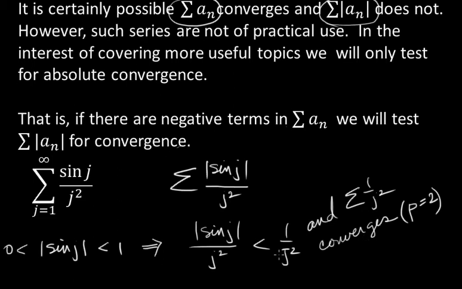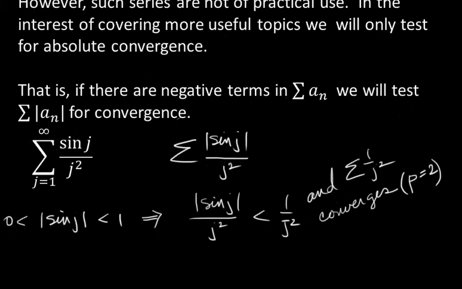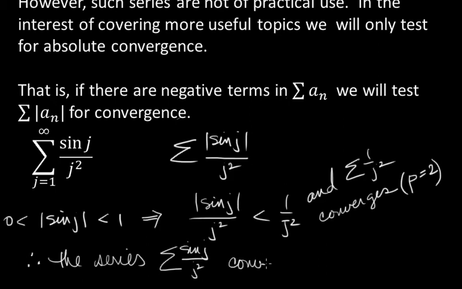And we can say, therefore, notice how I'm writing this, the series sigma sine j over j squared converges absolutely by the comparison test.